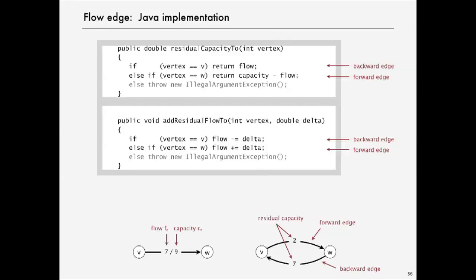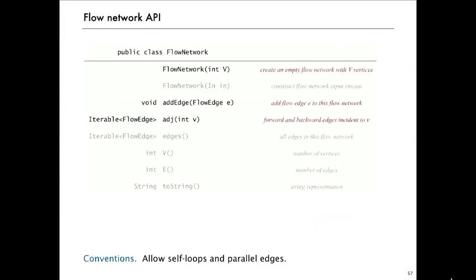So, very simple implementations of all of those operations for our flow edges in a flow network. So what about the flow network API? It's again going to be our standard API, just that flow networks are built out of flow edges, and they're going to be built for the client, which is going to be the max flow algorithm. It has a method that gives an iterable for every vertex of all the forward and backward edges incident on that vertex.